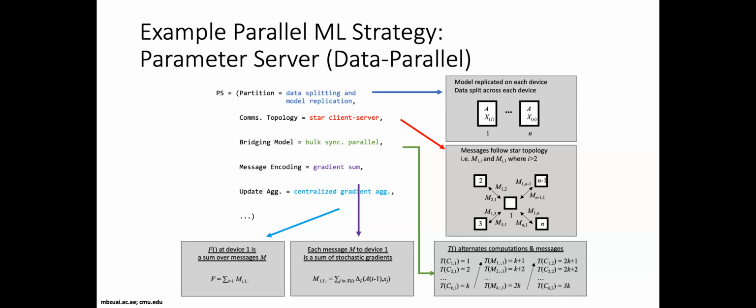These days, though, these more decentralized architectures, such as ring all-reduce, tend to be used because the problem with the parameter server is that it requires you to dedicate some central device to store the parameters.